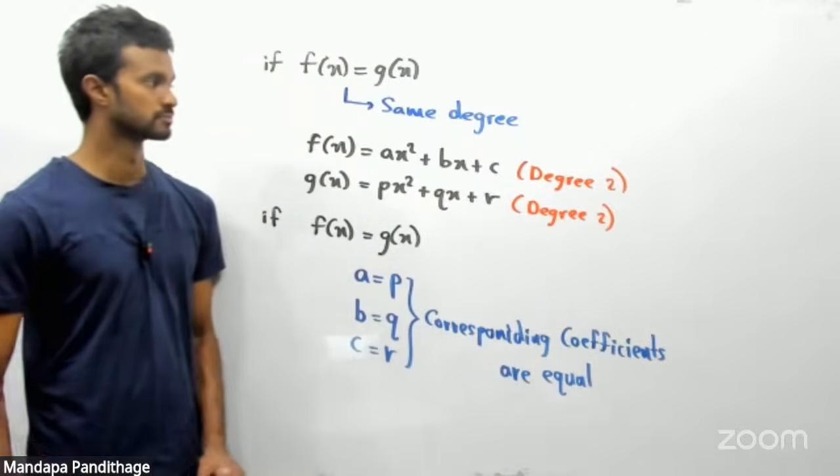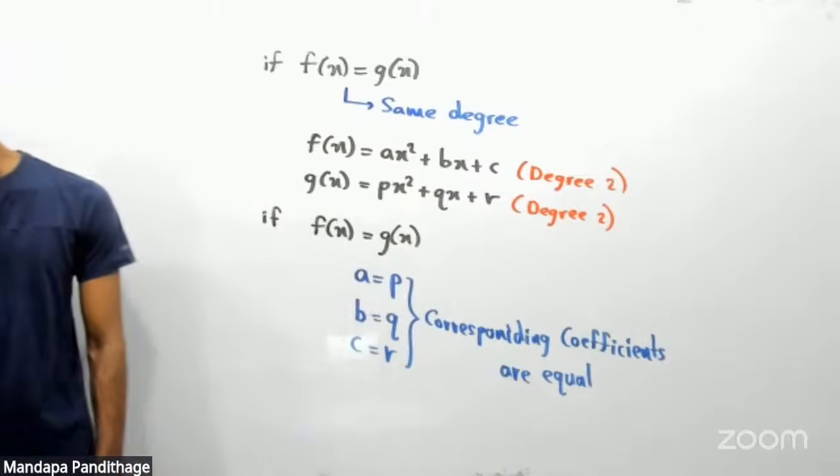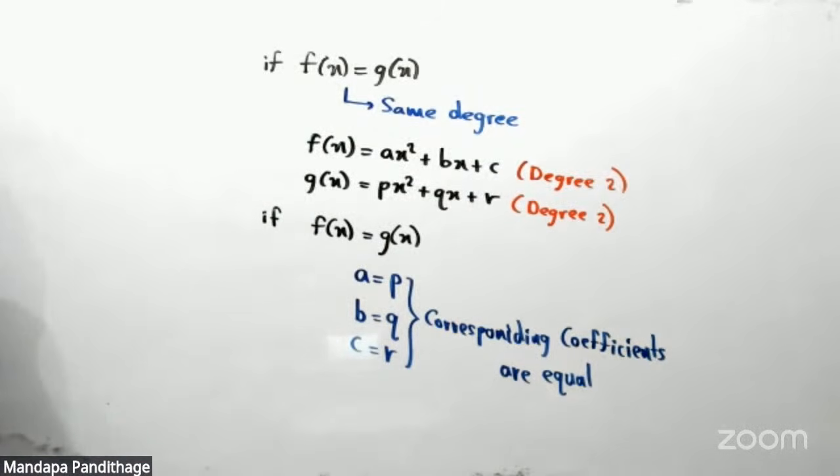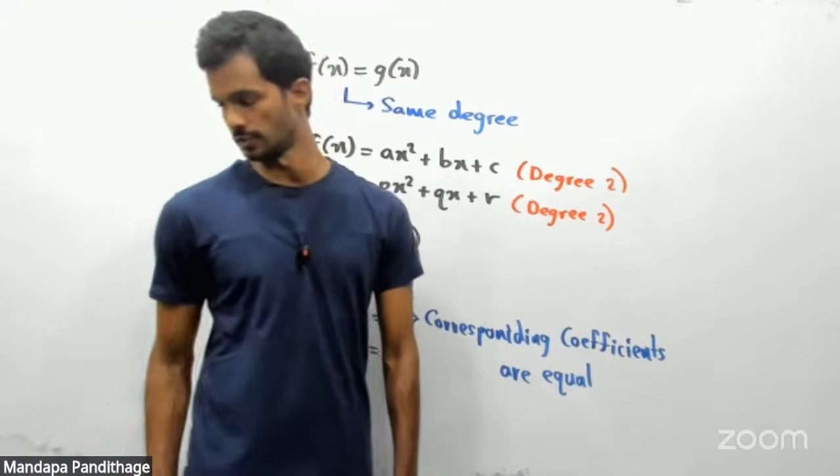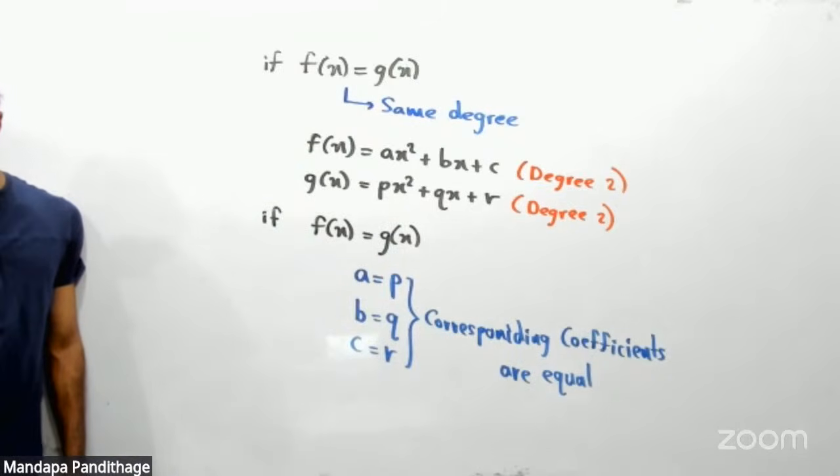Okay, write it this way. If two polynomials are equal, the following two conditions are satisfied.